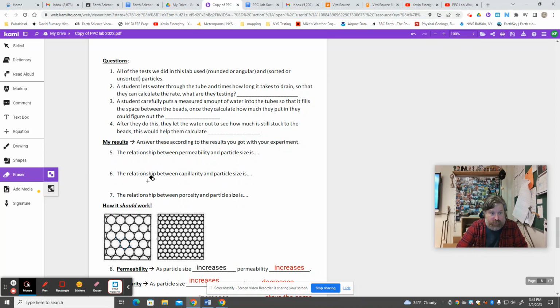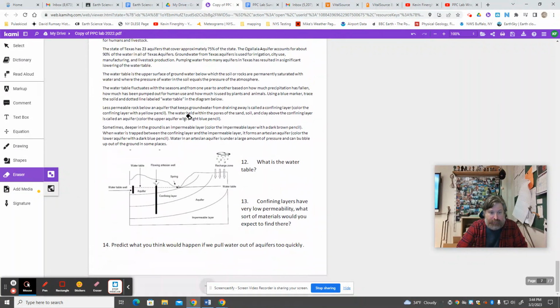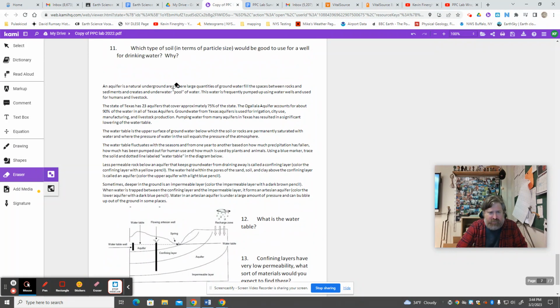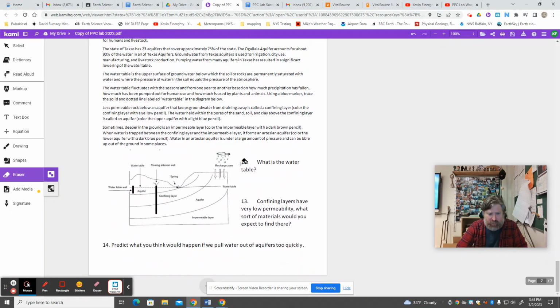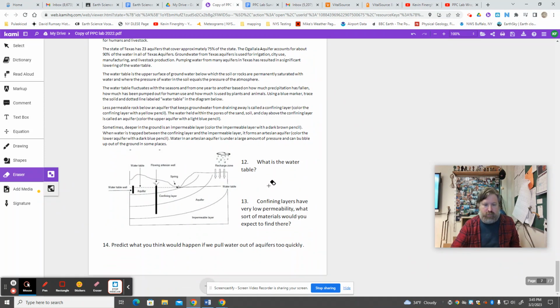Couple of questions. What were your results that we just did? And then down here, this reading will tell you to color something. I'm going to be able to tell very quickly if you didn't read that, because when you read it, it will say things like color that with a light blue pencil. Just use light blue and you'll be good.